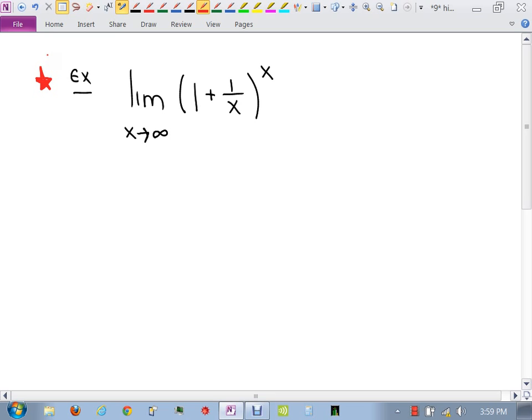What is the form we have? What does the base want to become? When I say base, I'm saying, what does the yellow want to become? 1 over infinity. What's 1 over infinity want to become? Close to 0. So 1 over infinity wants to become 0. But then add 1. What's 0 plus 1? 1. So the base wants to become 1, doesn't it?